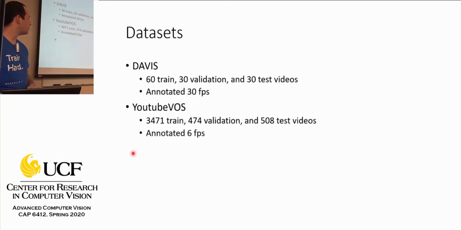So for this problem, there are really two popular data sets. DAVIS, which is an older data set. There are 60 training videos, 30 validation, 30 test videos, and those are annotated at 30 frames per second. This is a rather small data set, but it seems to be the most used, right? Because it was the first video object segmentation data set. And then a newer data set which came out in 2018 is YouTube-VOS. It has many times more videos. The only issue is they're annotated at 6 frames per second, but you could easily get around this by interpolating annotations, which is what we do in our work.